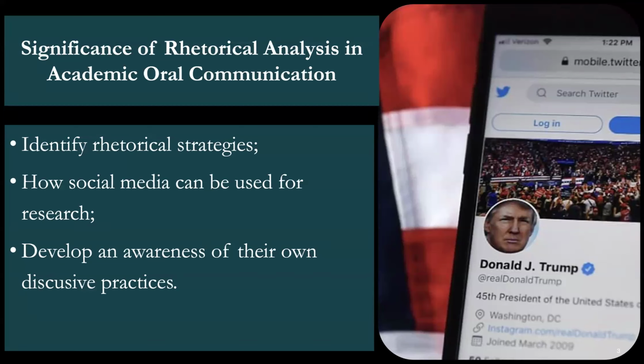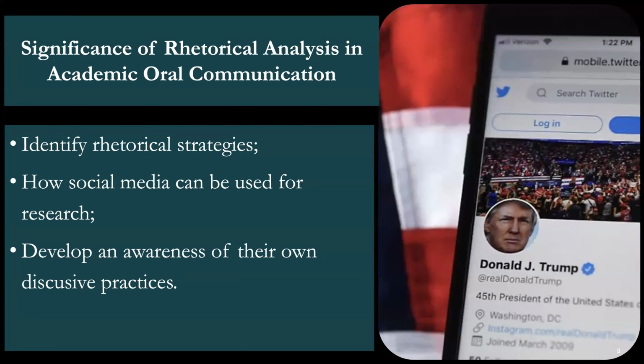But one thing that I want to highlight is that rhetoric is not just about convincing others. It's also about how we structure our arguments, appeal to emotions, use logic, and adapt our communication to fit different contexts and audiences. So by analyzing Donald Trump's social media posts, I wanted my students to gain a hands-on understanding of how those rhetorical strategies are used in practice.